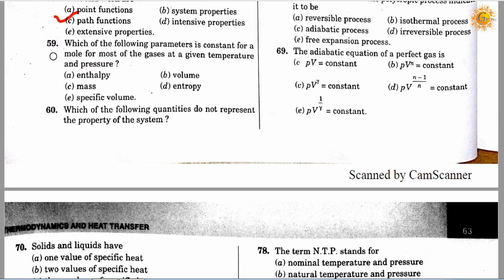Question number 59. Which of the following parameters is constant for a mole for most of the gases at a given temperature and pressure? Option A, enthalpy; option B, volume; option C, mass; option D, entropy; option E, specific volume. So the correct answer is B, it will be volume.